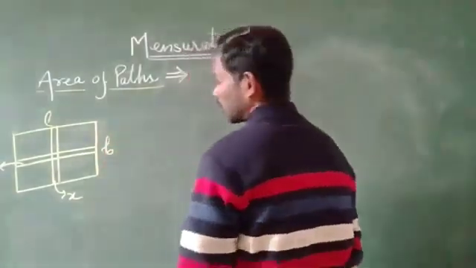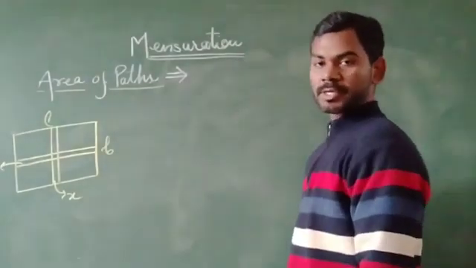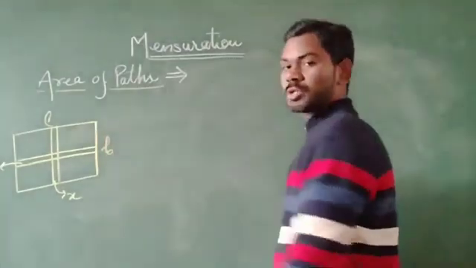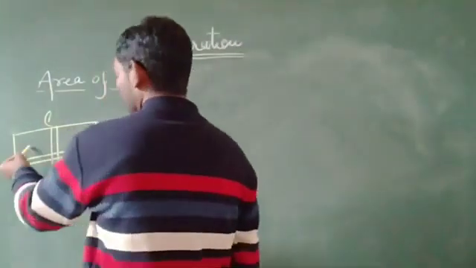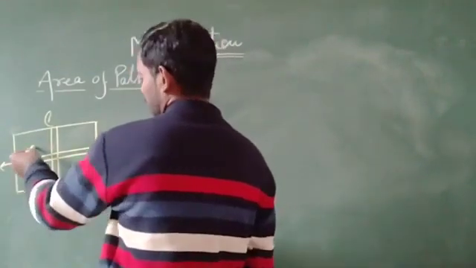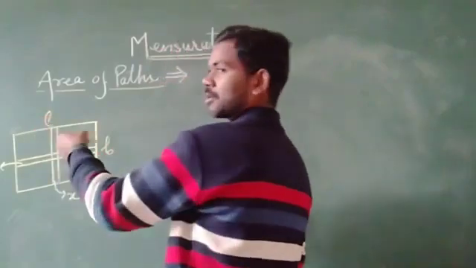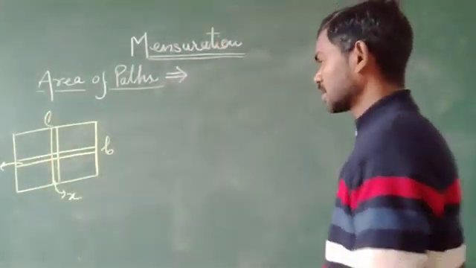Here, in order to find the area of the path, we have to find the area of the total rectangle and the area of the small rectangle, and after subtracting the area of the small rectangle from the area of the complete rectangle, we can get the area of the path. So I hope the result is clear.